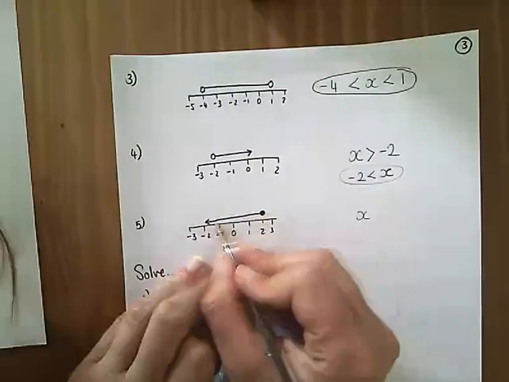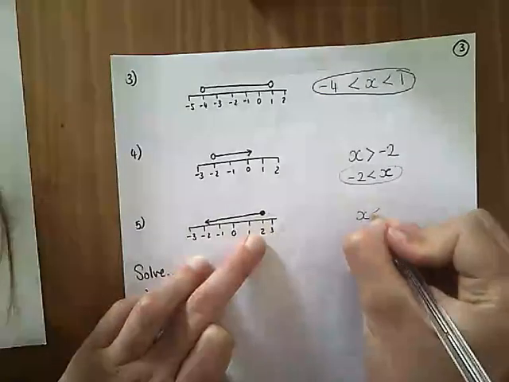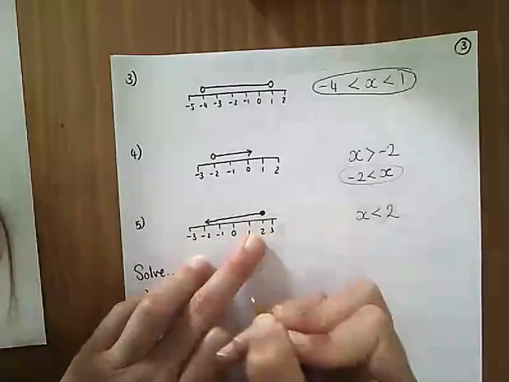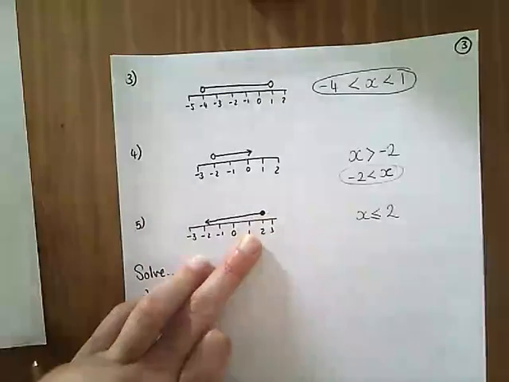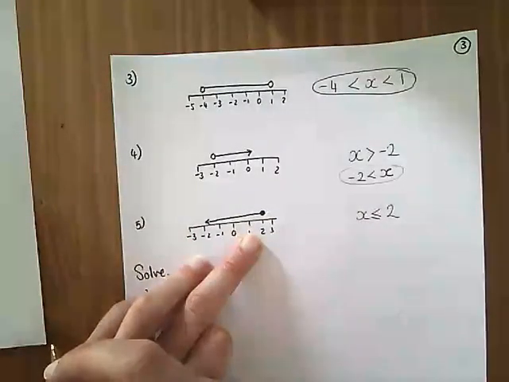Okay? Okay, and here again, we've got x, and it's going this way, so it's going downwards. It's got to be smaller than 2, so x has got to be smaller than 2, and it could equal 2 because it's coloured in. Okay, next video we are going to do solving inequalities.